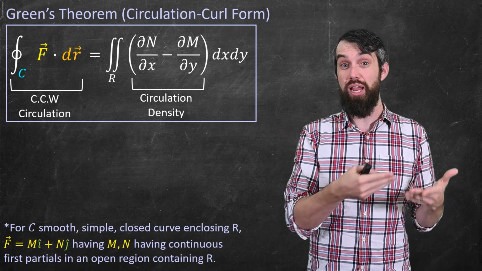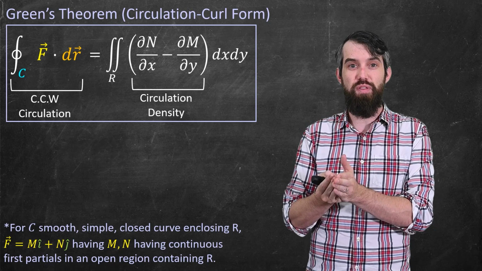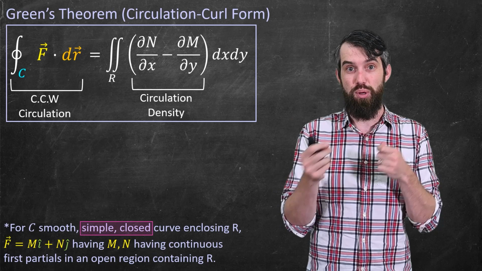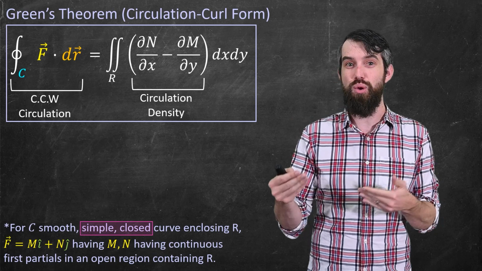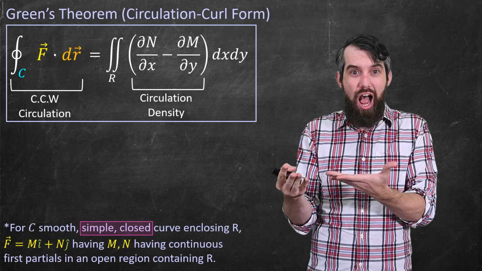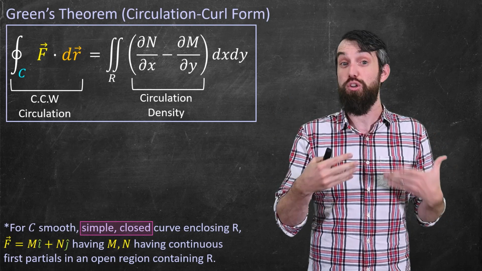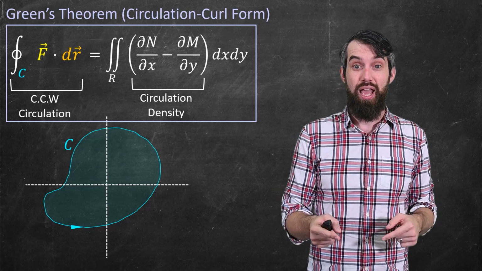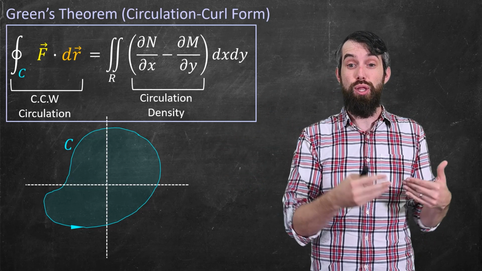I have some regularity conditions on my curve and on my field. They have to be relatively nice. The most important of those conditions is specifically that it's a simple closed curve, and that was going to imply that we had a single region R that could be described from our particular curve, and the region was enclosed by that curve.